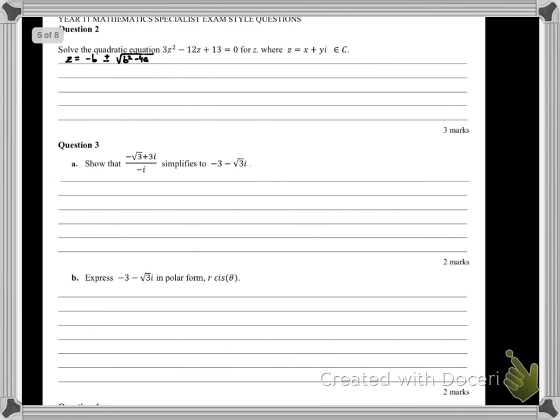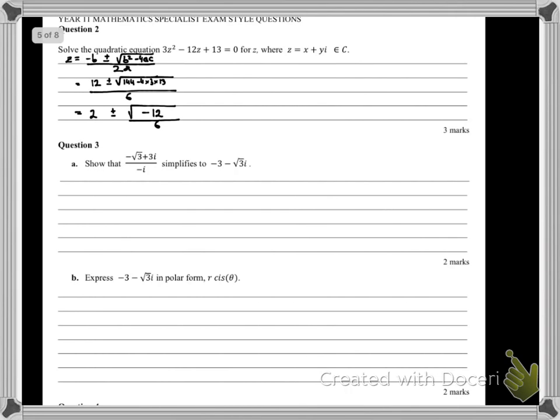Okay, next part. So solve the quadratic equation 3z squared minus 12z plus 13 is equal to 0 for z, where we're told z is a complex number. So, quadratic equations. Let's solve a quadratic using our general quadratic formula. There it is. Okay, so we've got an a value of 3, a b value of minus 12, and a c value of 13. So substitute that into the general quadratic formula and simplify carefully. And you'll get down to here.